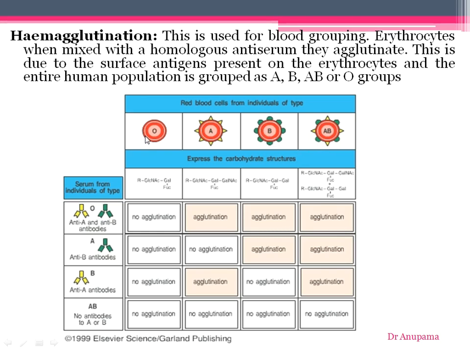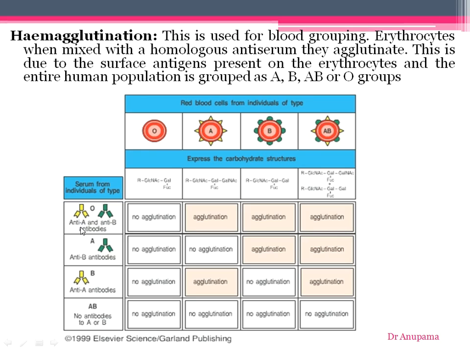O blood group does not have either A or B antigens. A blood group has the antigen A. B blood group has the antigen B. While AB blood group has antigens A and B on their cell surface.